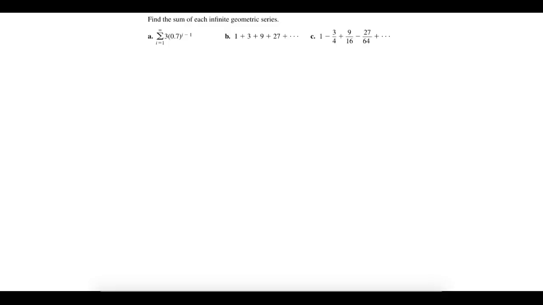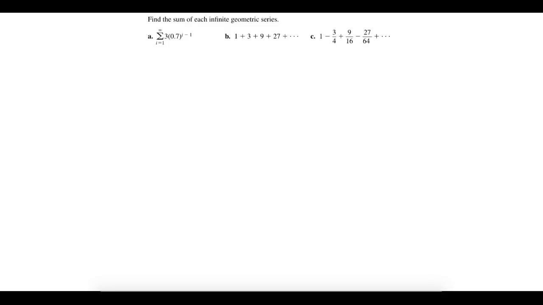Now, a lot of people might think, well, that series goes on forever. There's no way to add it. It's just going to approach infinity. So when you add up infinite numbers, it's going to equal infinity. And that is true, but not in all cases.